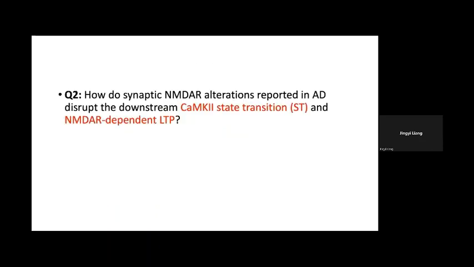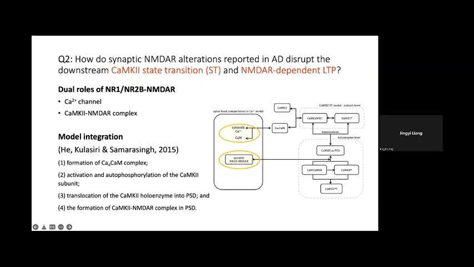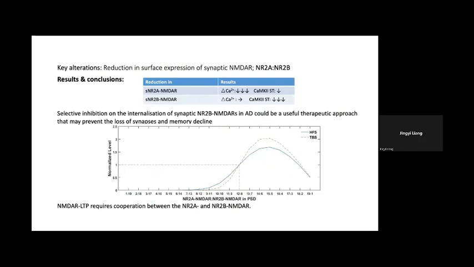Then to answer the second question, we added another model to our current ones, which represents this downstream event. So in this simulation, we want to see how different types of the NMDAR will affect the calcium influx as well as the downstream event. We found NR2A type of NMDAR mainly contributes to the calcium influx, while the other one mostly contributes to the downstream event.